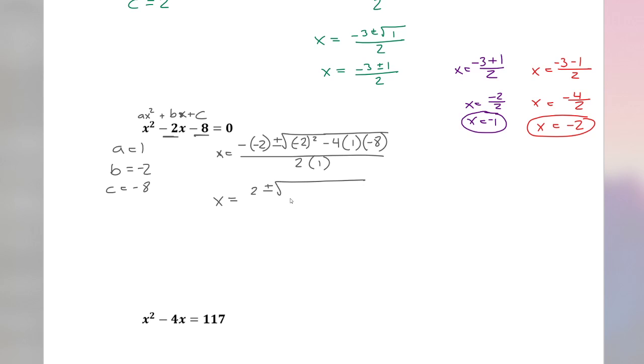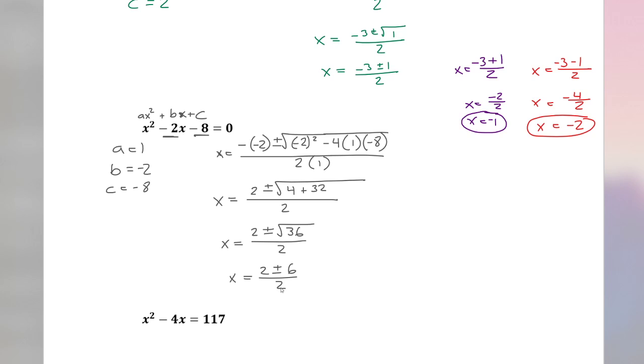Negative 2 squared will be 4. Negative 4 times 1 times negative 8. So negative 4 times negative 8 is going to be positive 32, over 2 times 1, 2. 4 plus 32 is going to be 36. The square root of 36 is going to be 6. So right now we're at 2 plus or minus 6 over 2.